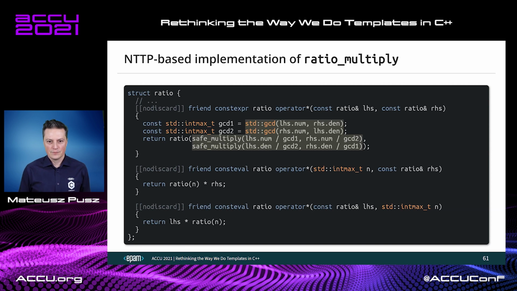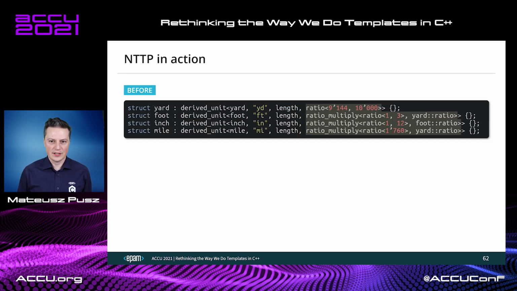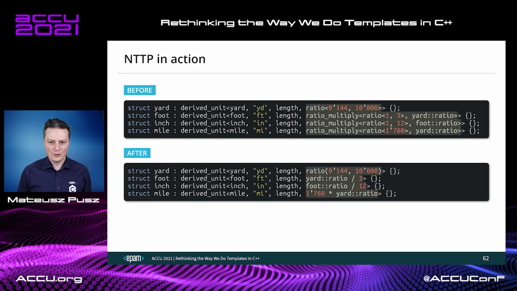So having such things allows us to refactor the code that could be written as this one, so derived unit of some yard, symbol, length, and some ratio, and then ratio multiply 1/3 of a yard and so on, allows us to refactor this and write it this way. This is just a value of ratio, and we can take this value and divide it by 3, by 12, or multiply it to end up with different units. And it helps a lot.